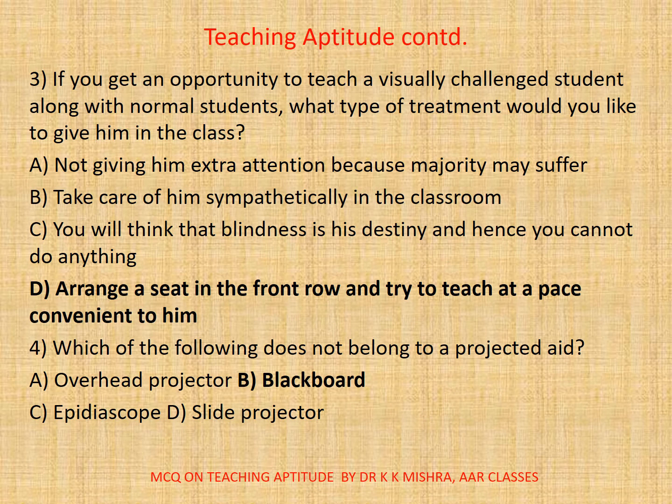3. If you get an opportunity to teach a visually challenged student along with the normal students, what type of treatment would you like to give him in the class? A. Not giving them extra attention because majority may suffer. B. Take care of him sympathetically in the classroom. C. You will think that blindness is his destiny and hence you cannot do anything. D. Arrange a seat in the front row and try to teach at a pace convenient to him. The correct option is D.